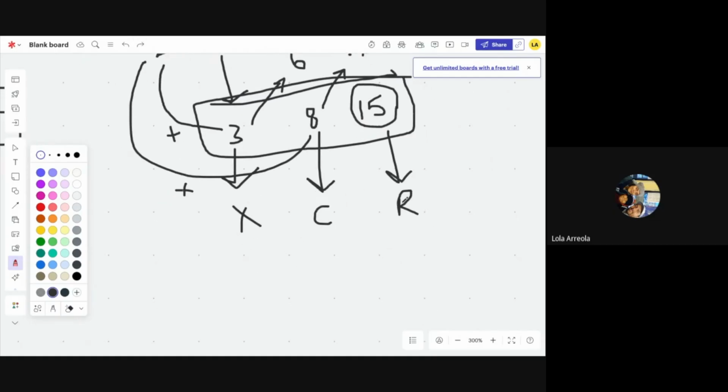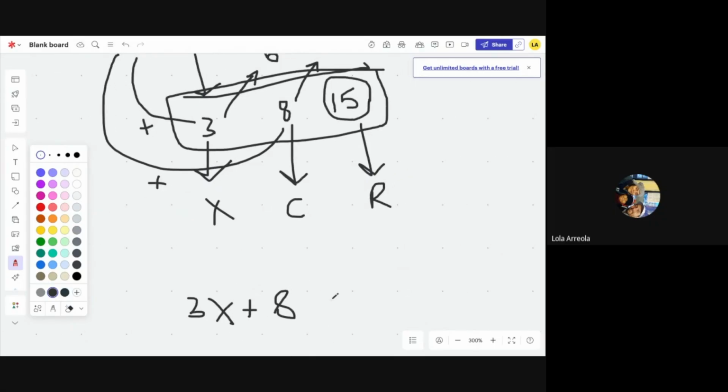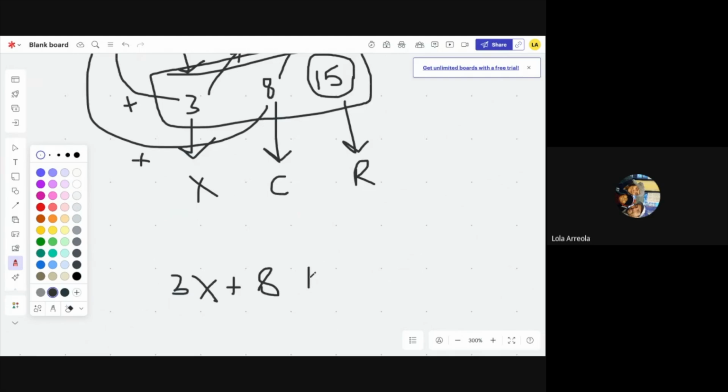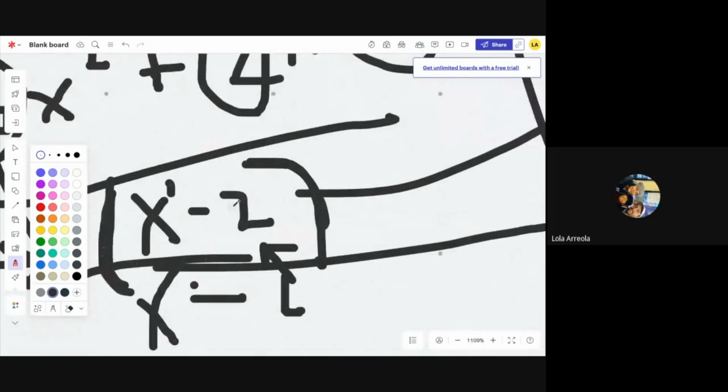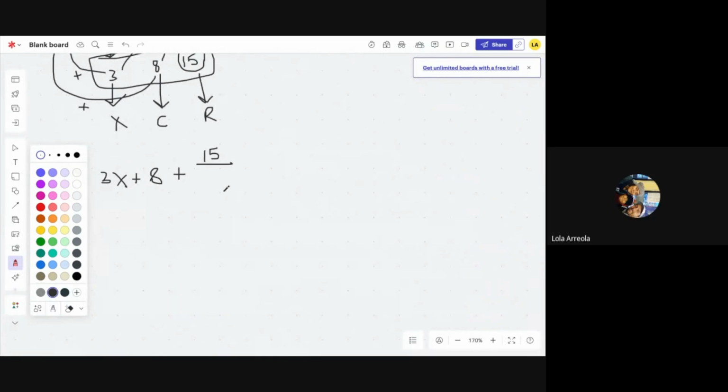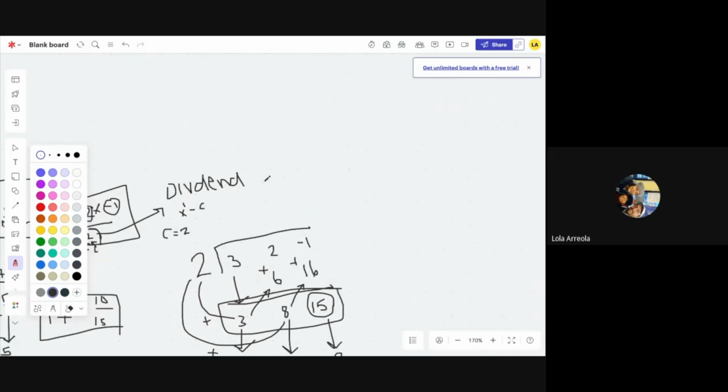All right, so what these are, coefficients. So I have 3x. And this is a constant term, so plus 8. It doesn't have a variable x. So my quotient so far is 3x plus 8 with a remainder of 15. How do we write the remainders? Remainder over the divisor. What was my initial divisor? x minus 2. This is my final answer. Okay, let's try another problem.